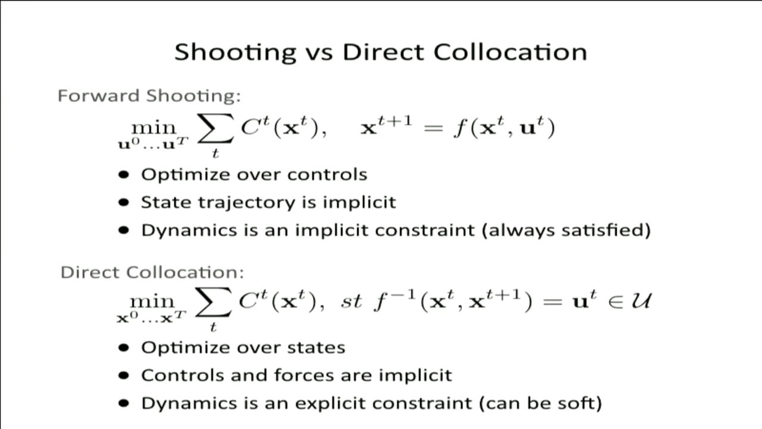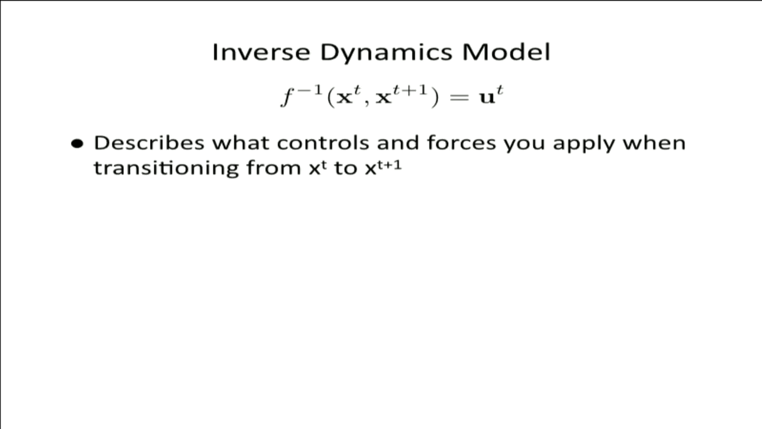So just to compare and go over it again. With forward shooting methods, you optimize over the controls, and the sequence of states is an implicit function of those. And the dynamics, you can think of it as being always implicitly satisfied. With direct collocation, you optimize over the states, and the controls and other quantities, such as constraint forces like contact forces, are implicit and are a function of states. And the dynamics is now an explicit constraint that can be made soft if you want it to be.